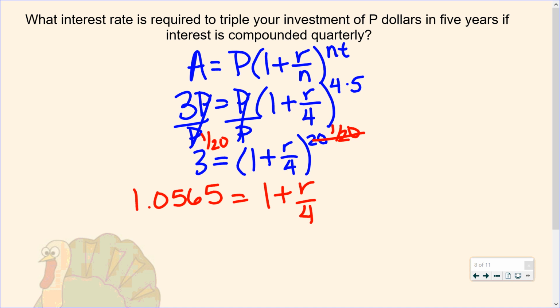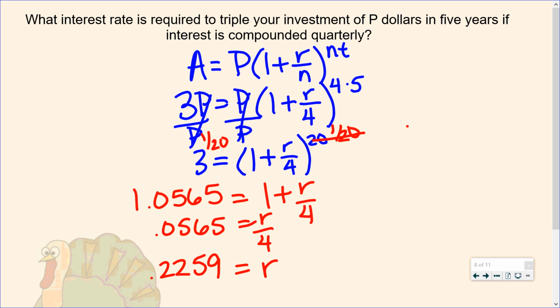Next thing you would do is subtract 1. So R over 4. And the next thing you would do is multiply by 4. But again, you can do that all in the calculator. Minus 1 from the previous answer times 4 from the previous answer. So I get R equals 0.2259. So I round it to 4 decimal places, which is what interest rate? 22.59%.